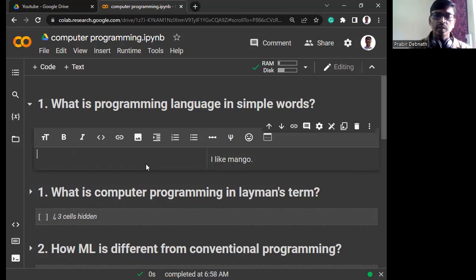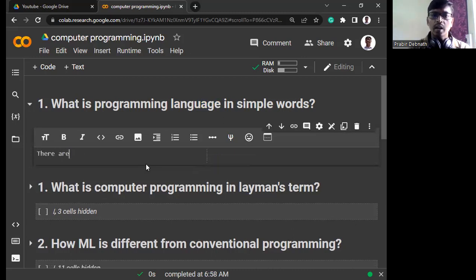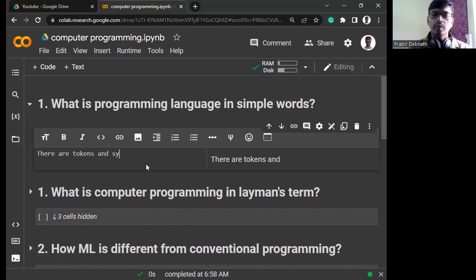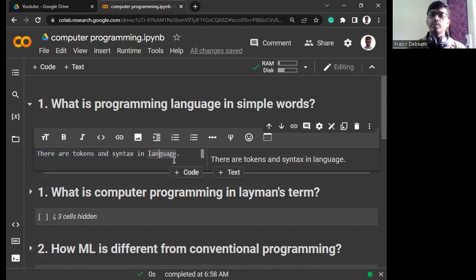If I write, there are tokens and syntax in language. So in this sentence, we can see these are the keywords: there, are, tokens, and, syntax, in, and language.